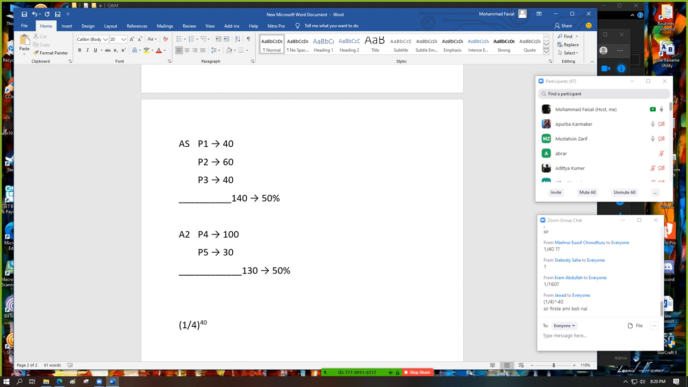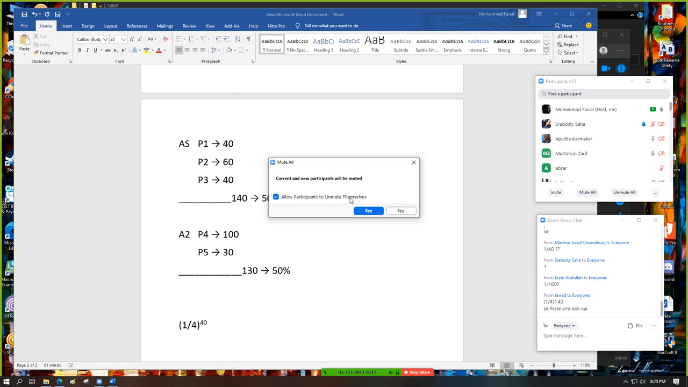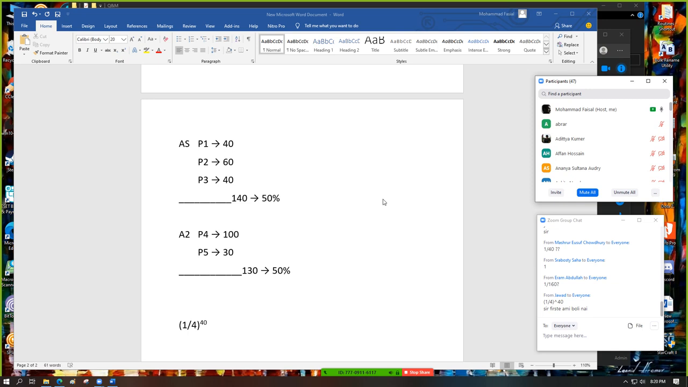Okay, I'm having a bit of a noise, so I'm going to mute all of you. If you have any question, you unmute yourself and then you talk about it. So this is the mathematical probability, which is very very small.